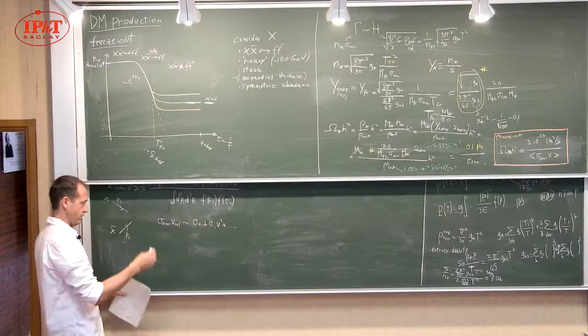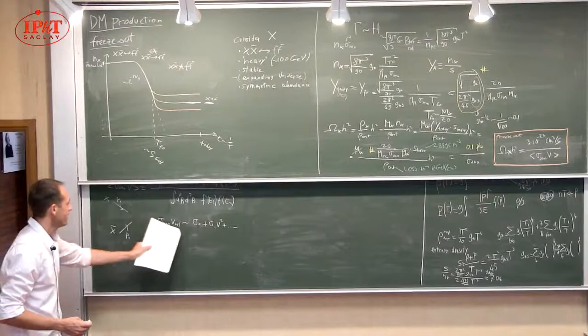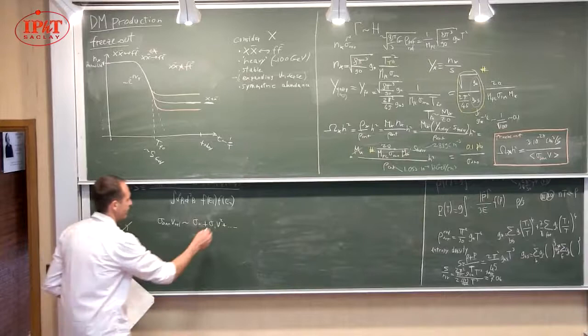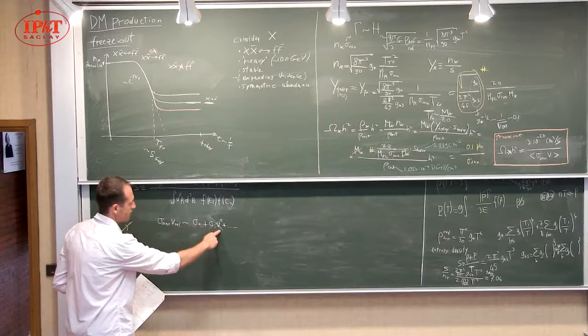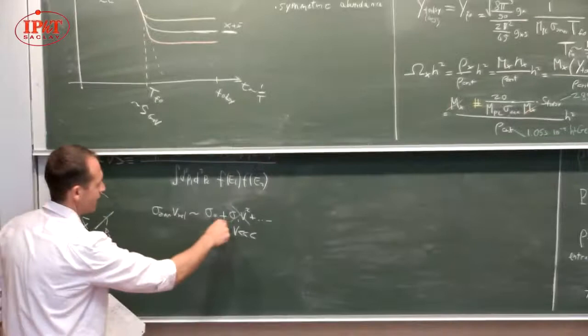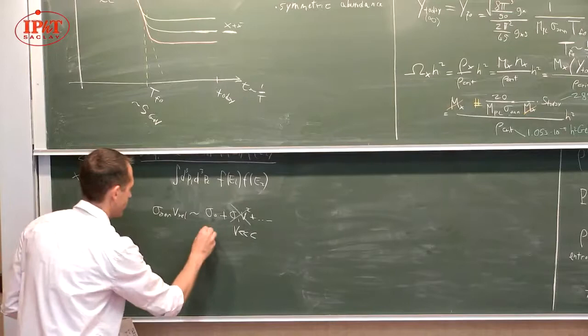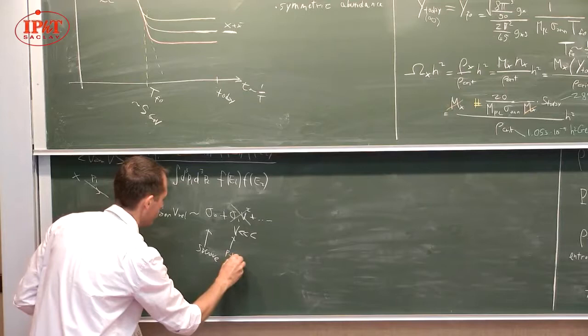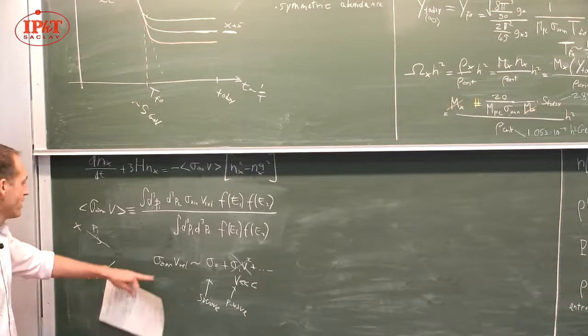So for several particle physics models, the particle physics is such that the first term is present and relevant, so that the second one can be neglected. The velocity is typically much, much smaller than the speed of light, so you can neglect this term with respect to this one. This is the S wave term, and this is the P wave term. So for several models, the annihilations happen in S wave, so essentially you keep only this term and neglect this one.